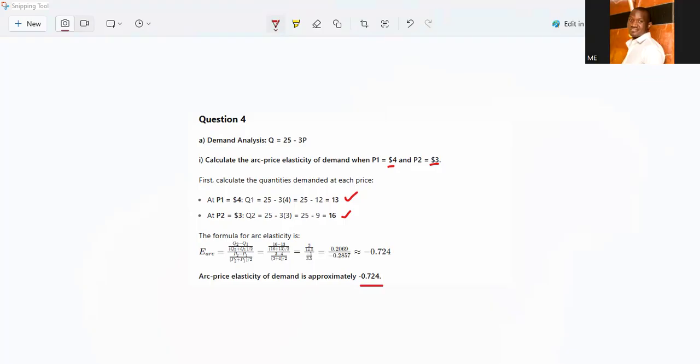Are we following? It's straightforward, isn't it? Yes, it is.